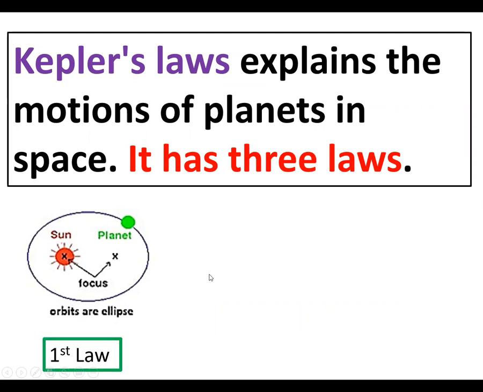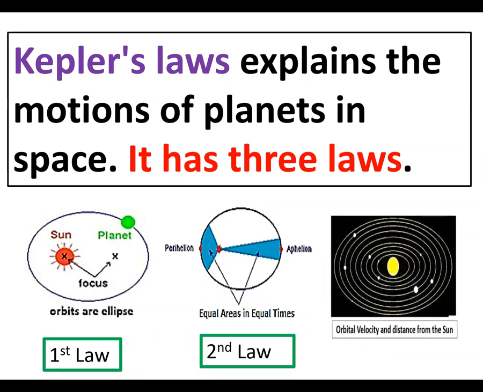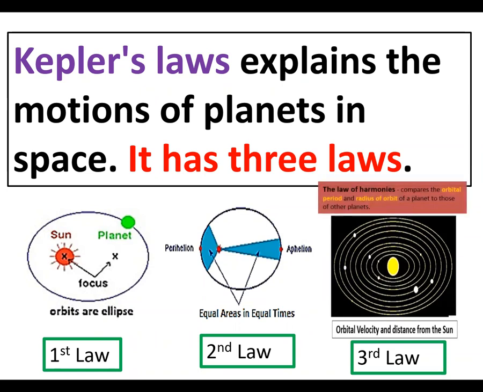The second law talks about equal areas in equal times. So you will notice the shaded parts here. These shaded parts do not have the same shapes, but they do have the same area. That is the second law, and we'll learn more about it as we proceed. And the third law refers to the orbital velocity and distance from the sun, also known as the law of harmonies.